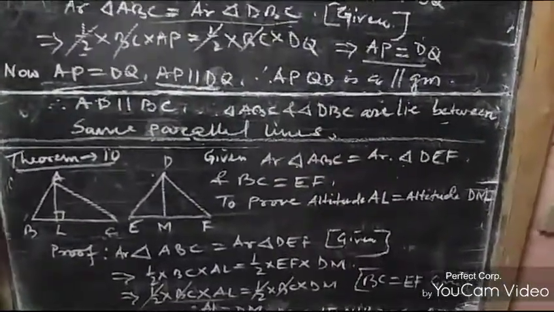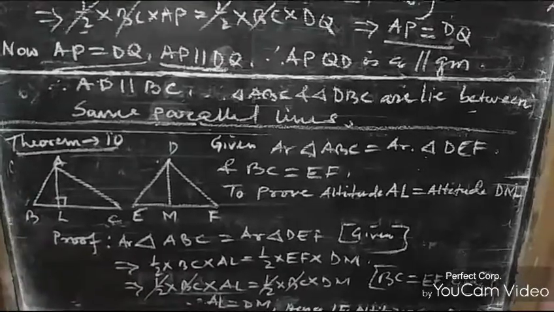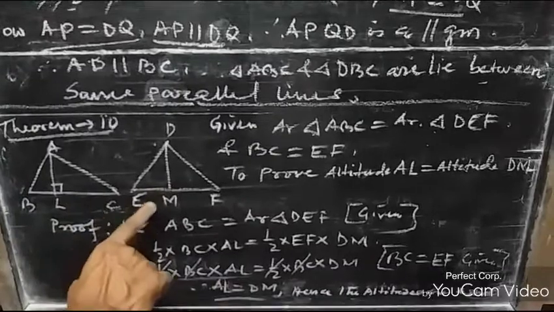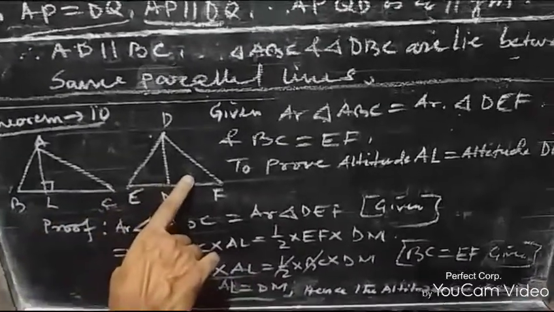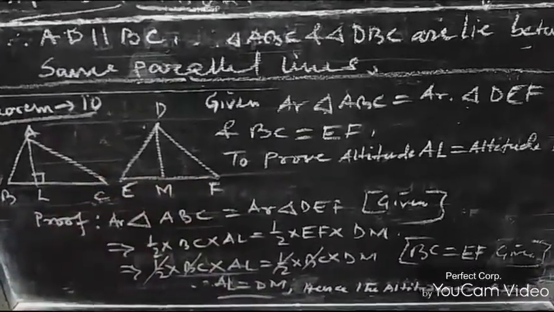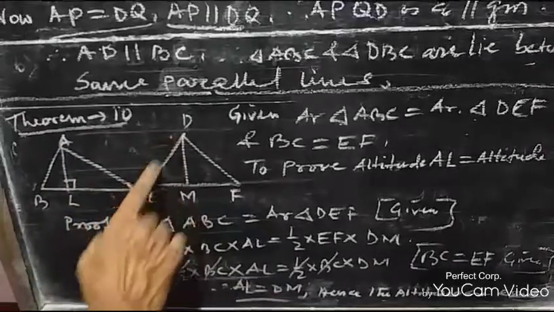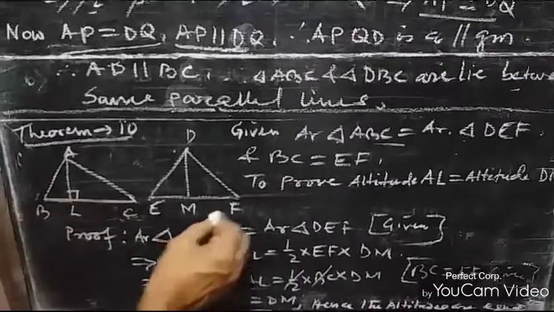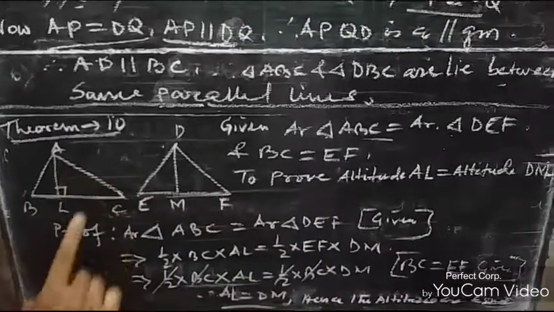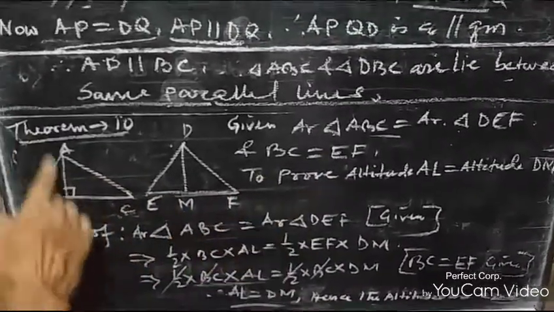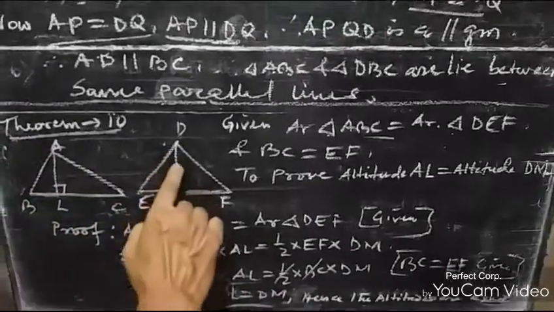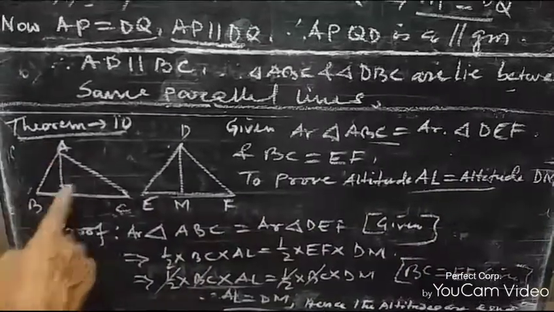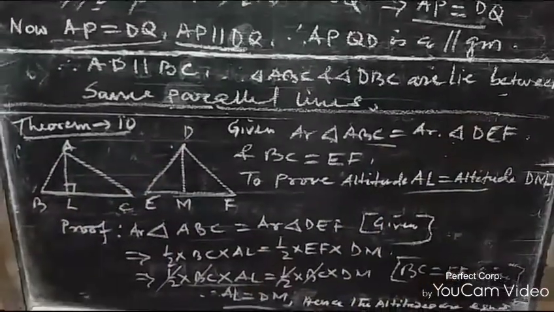Next is number 10. If two triangles have equal areas and one side of one triangle is equal to one side of the other triangle, their corresponding altitudes are equal. So here ABC and DEF are two triangles, and one side, BC equal to EF, is given. We need to prove that the altitude on BC and the altitude on EF of these two triangles will be equal, that is, AL equals altitude DM.